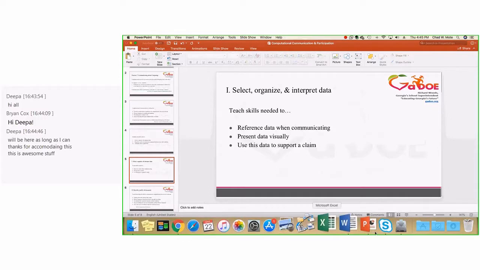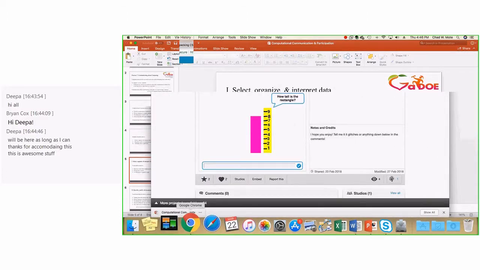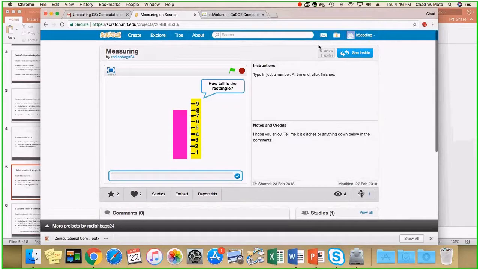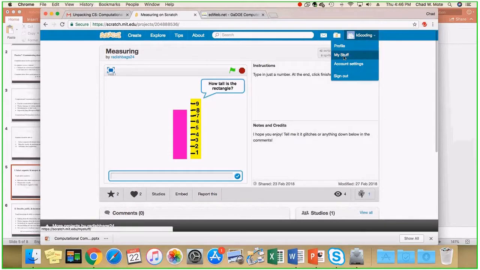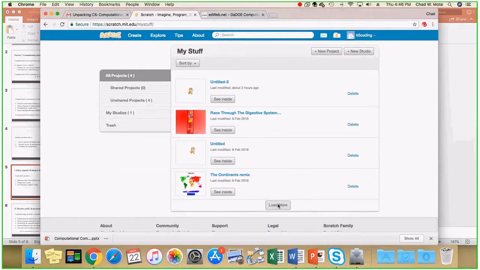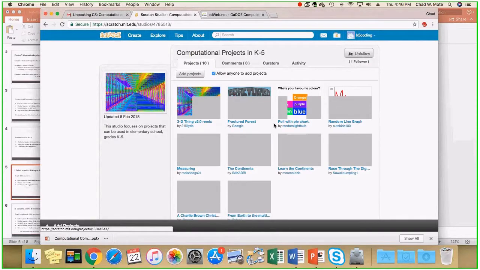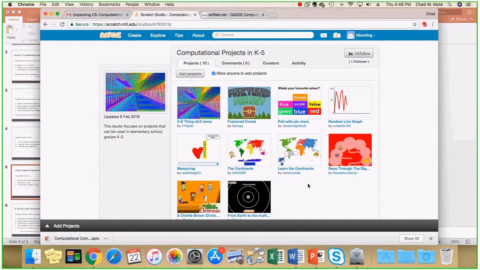So when I'm thinking about using data and then presenting that visually, I'm thinking about Excel because it's a program that I'm very familiar with, and as teachers we use this quite a bit, and it's a great way to present data. But in Scratch, there are many projects that actually incorporate similar types of skills. Let's see if I can find an example of this. Going back to my studio, here's a good example.